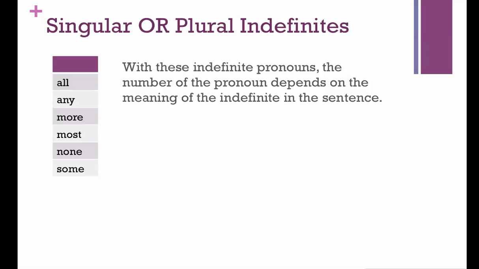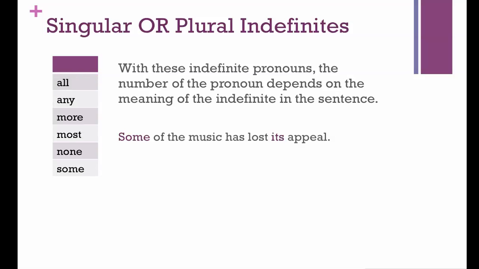These pronouns, all, any, more, most, none, and some, can be singular or plural depending on the meaning of the indefinite pronoun in the sentence. So here we do usually actually have to look at the prepositional phrase if there is one. In the sentence, "Some of the music has lost its appeal," "some" is the indefinite pronoun, "its" is the pronoun it's referring to. How do I know to use singular? This is when I need to look at the prepositional phrase.